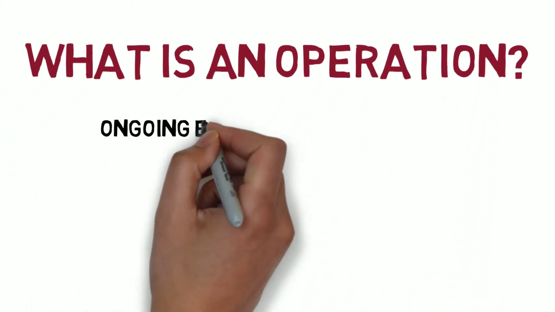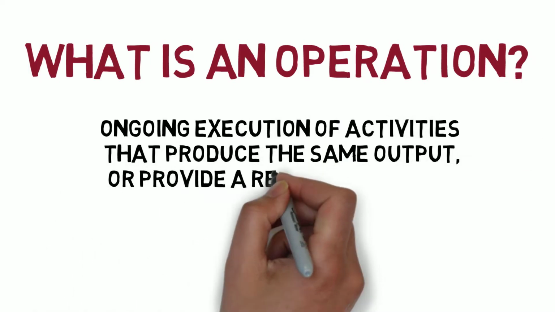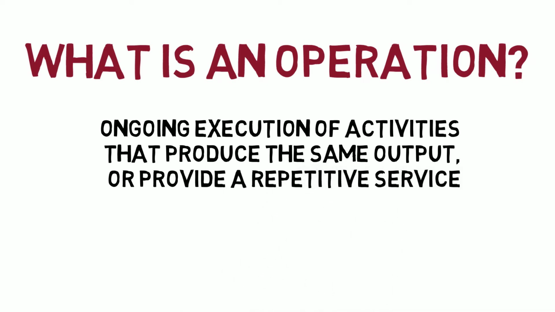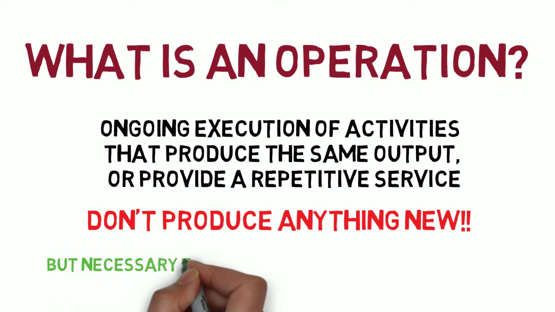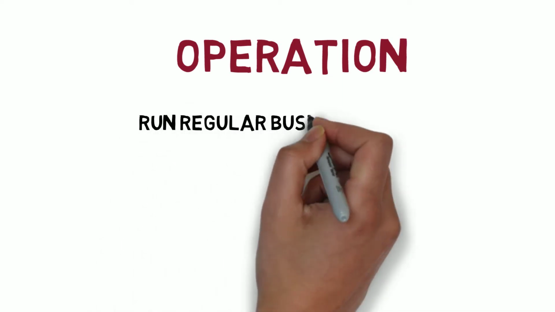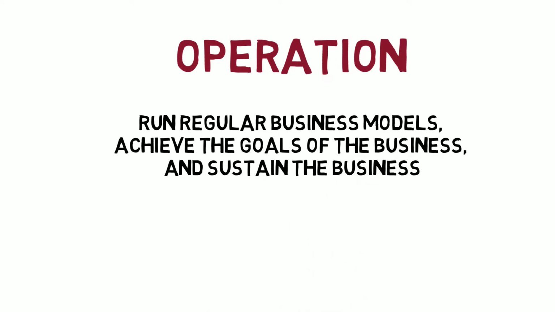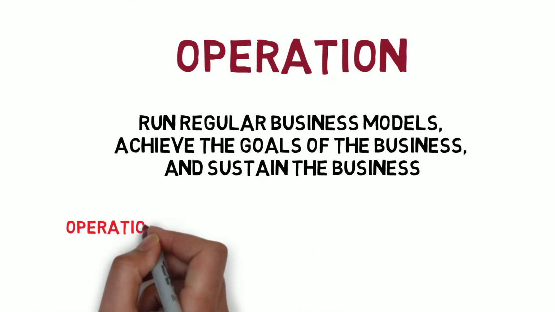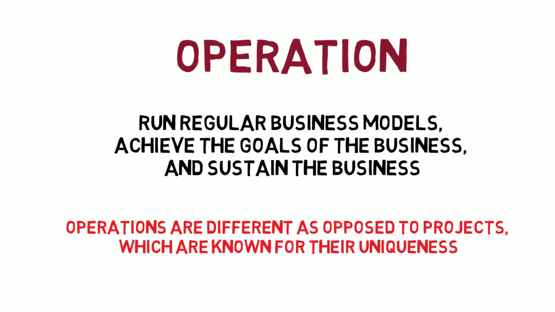The operations are the ongoing execution of activities that produce the same output or provide a repetitive service. The operations do not produce anything new, but they are necessary to maintain and sustain the systems. Operations are used to run regular business models, achieve the goals of the businesses, and sustain the businesses. The operations are different as opposed to projects, which are known for their uniqueness.